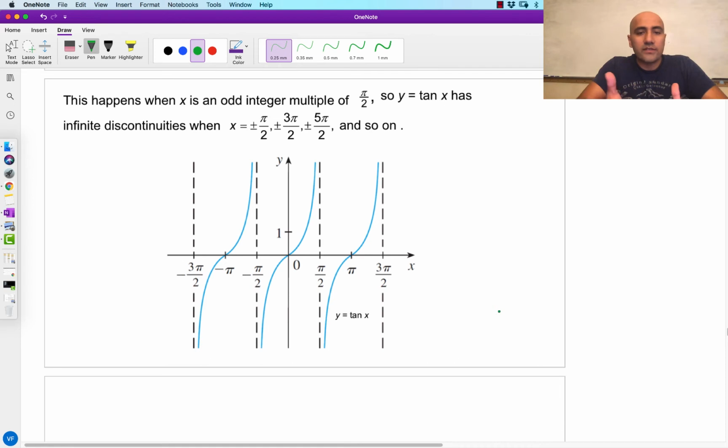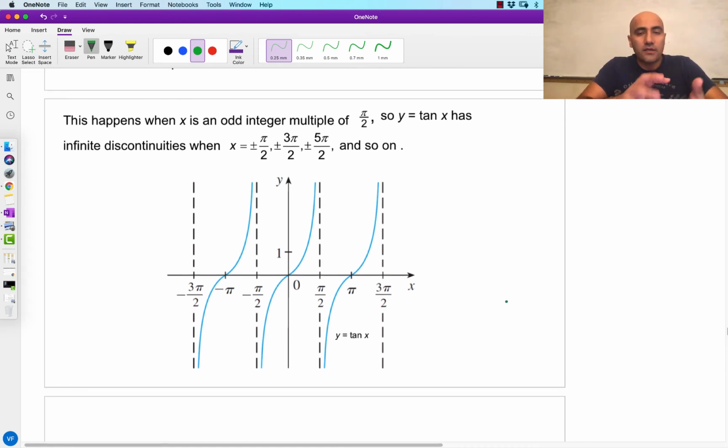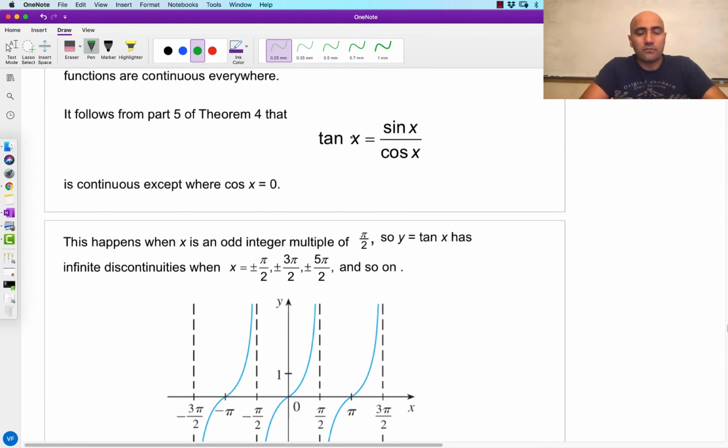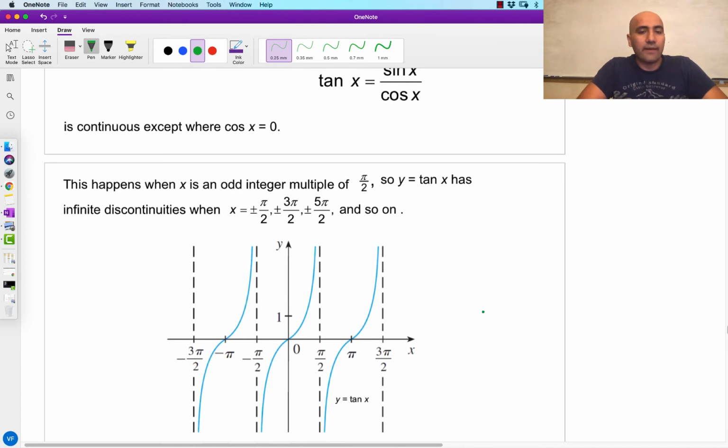Good. Okay, what is this? All this was just showing that we can use these properties to confirm that tangent of theta is continuous everywhere except where cosine is 0. We're concluding that based on the fact that tangent of theta is defined to be a division of two other functions that are known to be continuous. The division of two continuous functions results in a continuous function, except where the denominator equals zero, and we can confirm that with our graph.